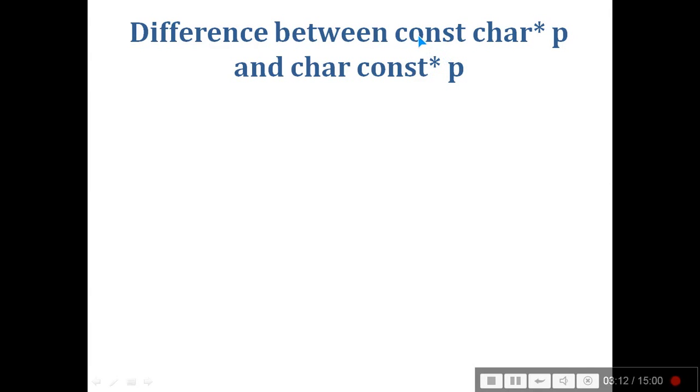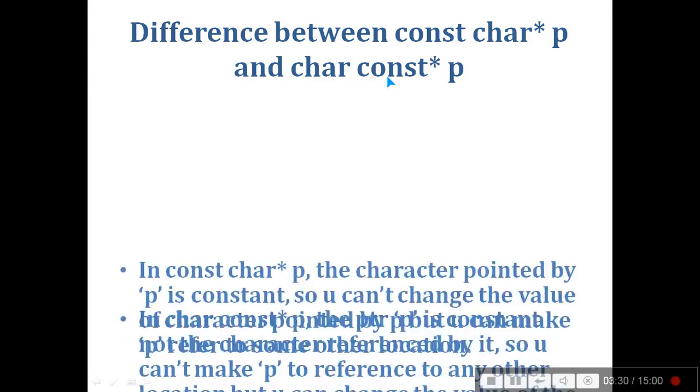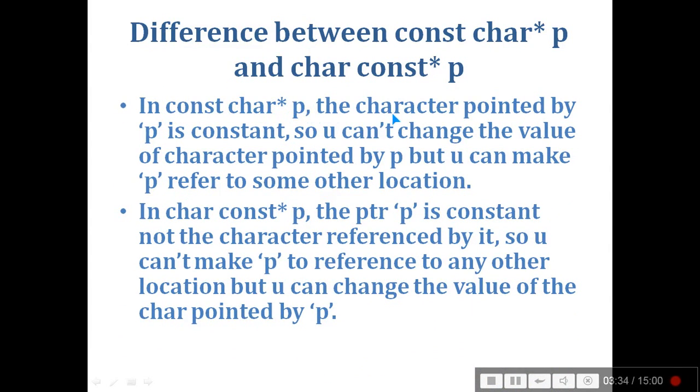And these seem similar, const char *p and char const *p, but there is a difference. Const means I am talking about constant. In const char *p, the character pointed to by p is constant, so we cannot change the value of the character pointed to by p, but we can make p refer to some other location. Whereas in char const *p, the pointer p is constant, not the character referenced by it, so we cannot make p reference any other location, but we can change the value of the character pointed to by p.